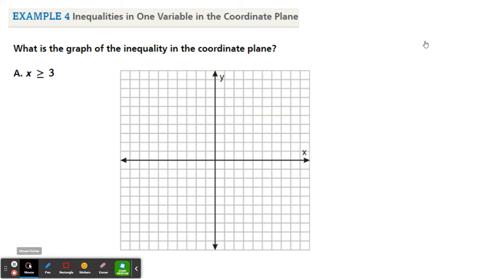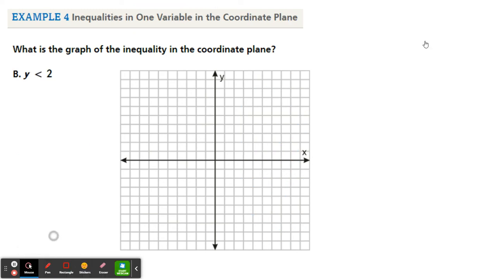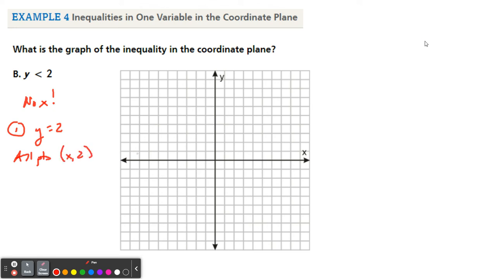All right, last one here. So it looks like now we'll do y is less than 2. So again, it only has one variable, special type of line. This does not have an x. So remember, graph y equals 2, which means all points look like this, x, 2. That means you can go anywhere left or right, but you go up 2, up 2, up 2. And notice that your line is going to be horizontal, right? Special kind of line.